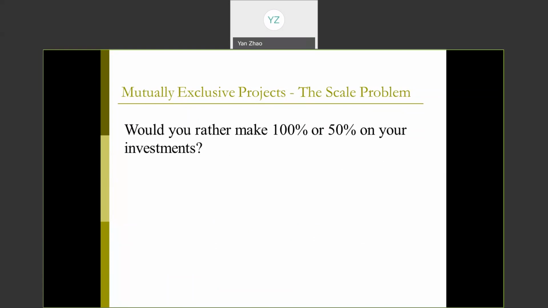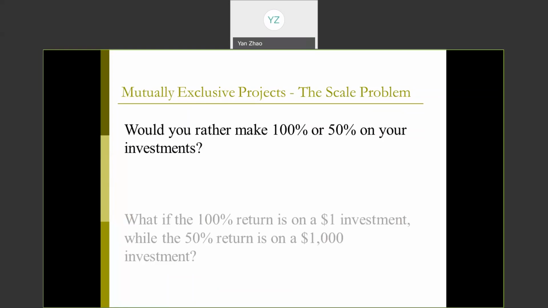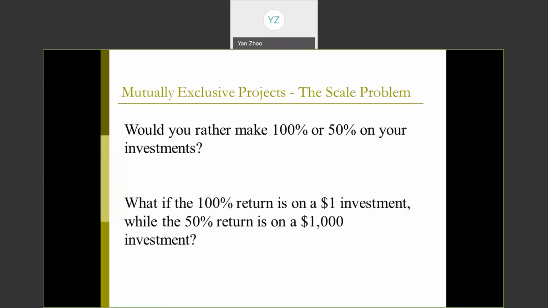At first you may think, of course, 100% is better, right? But what if the 100% return is on a $1 investment, while the 50% return is on a $1,000 investment? Which one do you pick? Of course, now you will pick the 50% project, right? Because you will make $500 instead of $1. This is the magnitude problem, or the scale problem. When purely talking about returns, yes, high return is better, but at the end of the day, you need to know exactly how many dollars you're making.